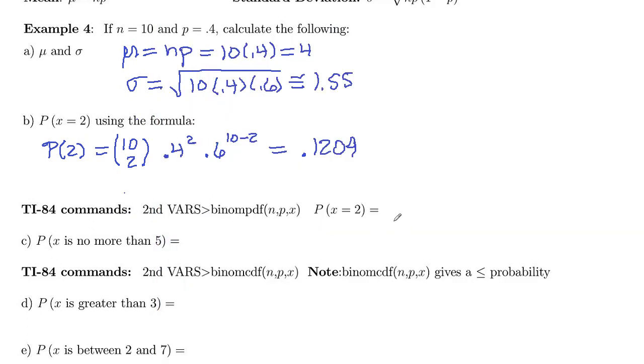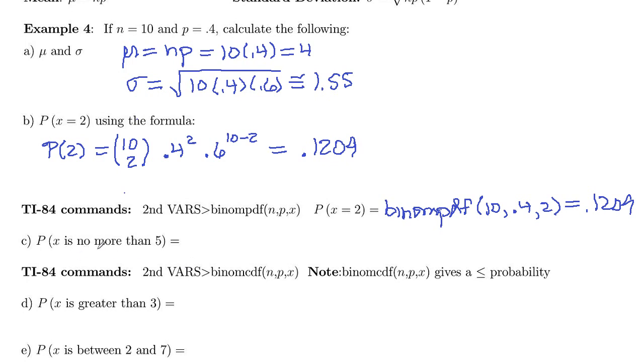So this is binomial PDF. And that is going to be 10, comma, 0.4, comma, 2. And still 0.1209. But the distribution menu is a lot easier.